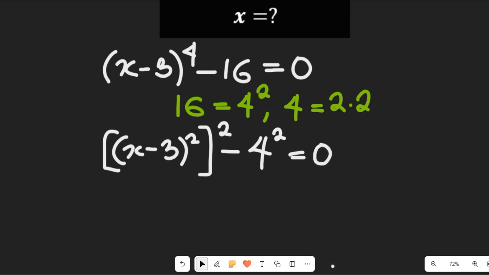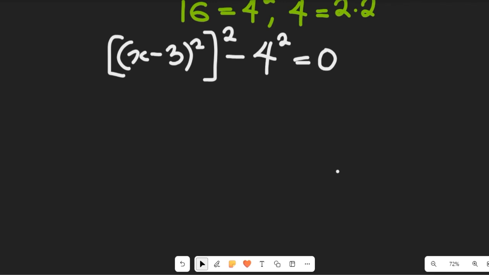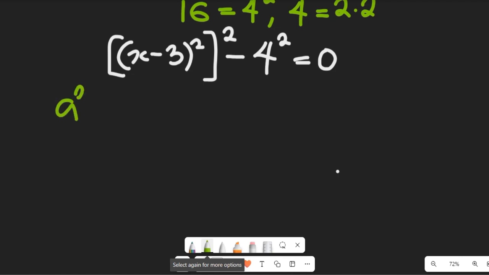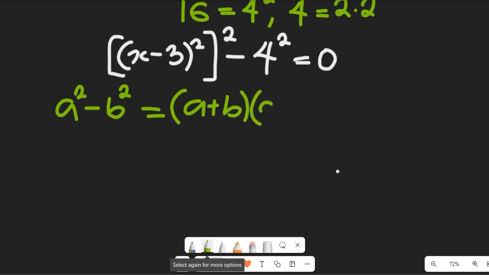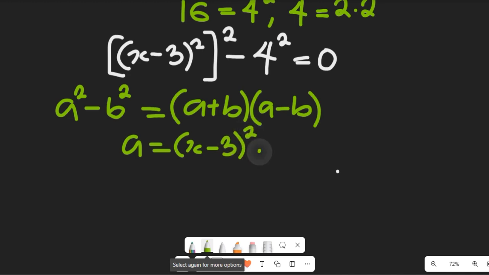Now from this expression, you can see that we can easily simplify, because I can see an algebraic formula there. And what is the algebraic formula? Recall that if we have a^2 - b^2, this is actually (a + b)(a - b). Now from this expression, a is equal to (x - 3)^2, and b is simply equal to 4.